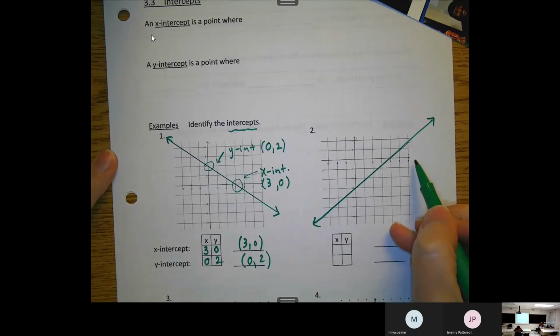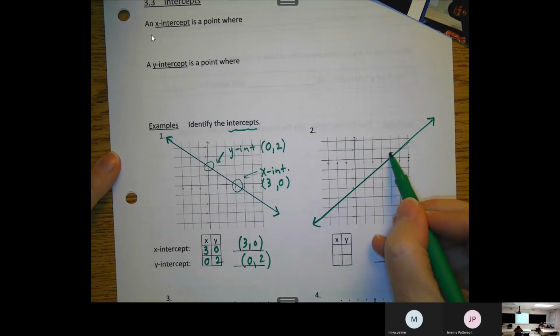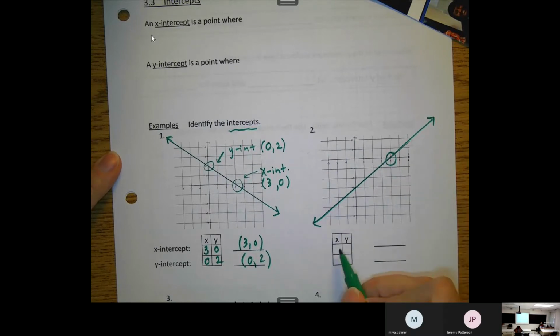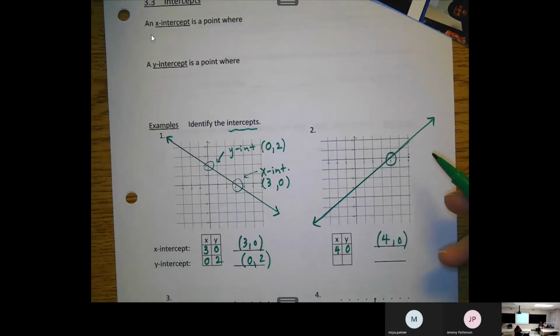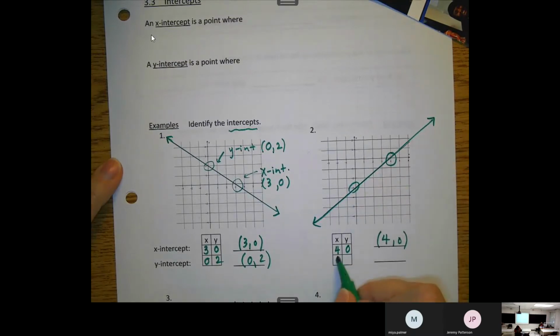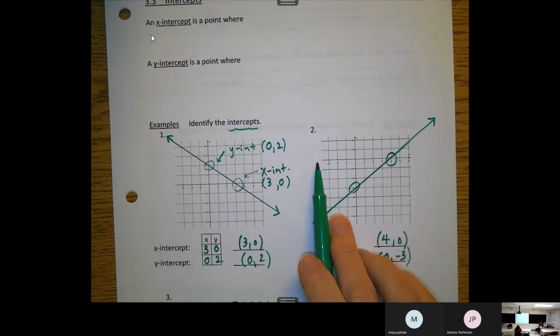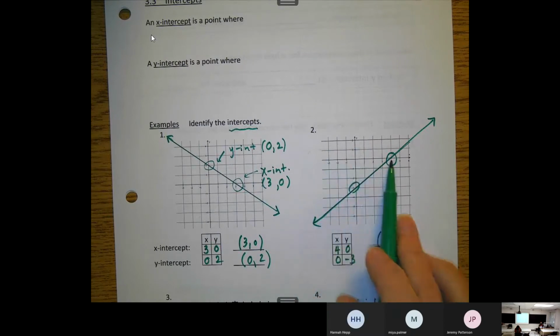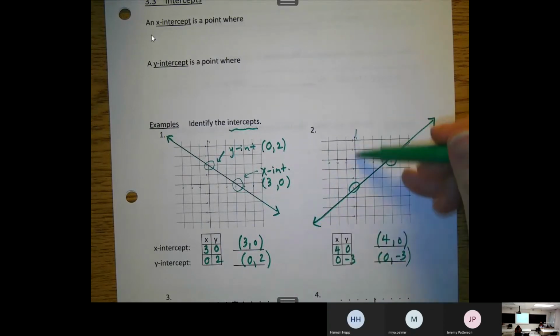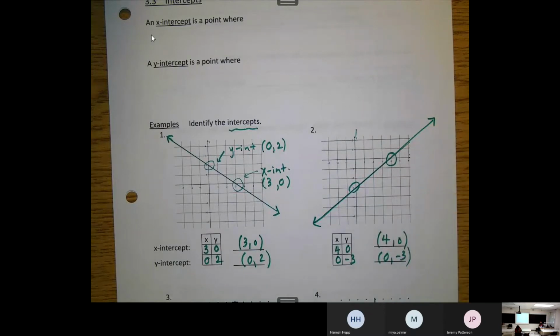Where does this one cross the x-axis? Looks like it's at 4. So 4, 0 would be the ordered pair. And what about the y-intercept this time? It would be at 0, -3. Nice. The axes were a little off center this time, weren't they? The x-axis was kind of high up there. Y-axis was just a little bit over to the side there.